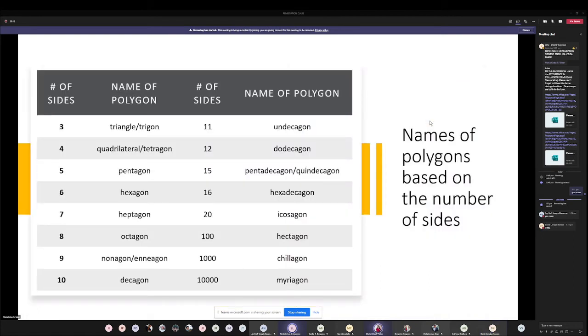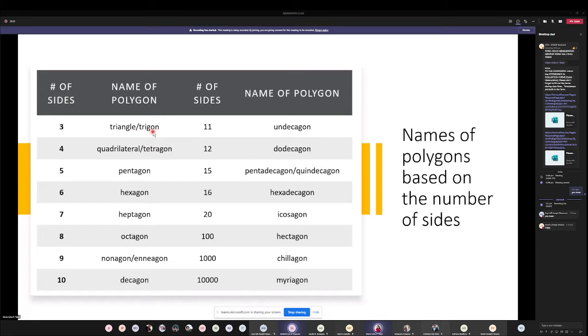For the naming of the polygons, we base them on the number of sides usually. So we have these special names. If we have a three-sided polygon, it's called a triangle, with the prefix tri, which means three. So triangle or trigon. As you can see, the common suffix here is gon, which means angles. As mentioned earlier, the number of interior angles is equal to the number of sides.